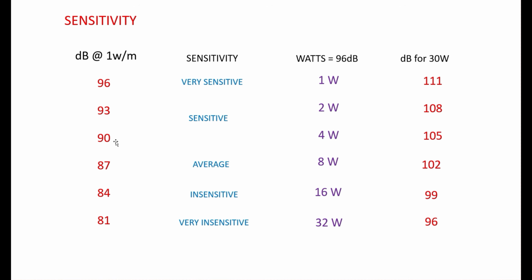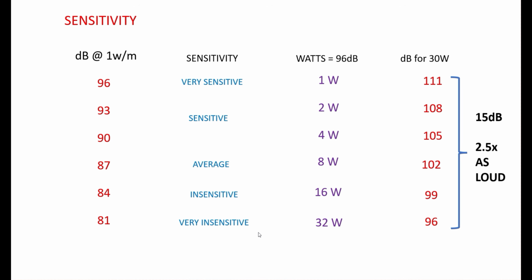This speaker is going to play twice as loud on 30 watts as this speaker, and then by the time you get to this speaker it's going to be playing another, not quite double again, but another 50% louder, right? So this 15 dB is going to be 2.5 times louder than this. This 96 dB sensitivity speaker is going to be 2.5 times as loud as the 81 dB speaker. And that's pretty loud, right?